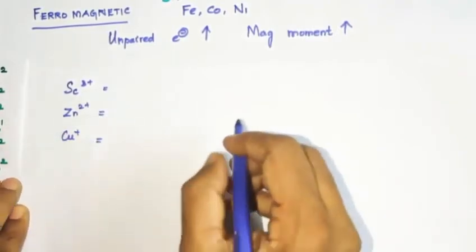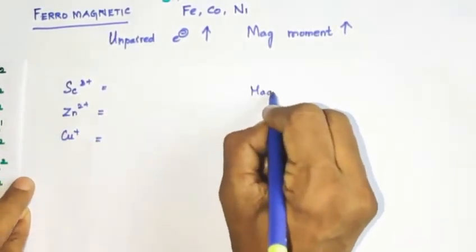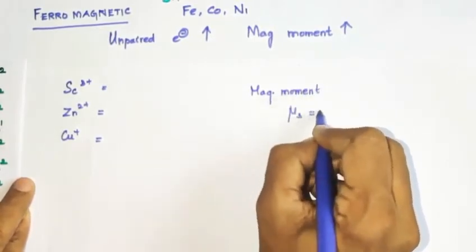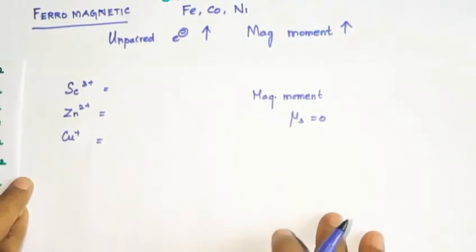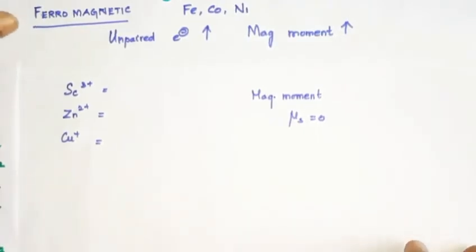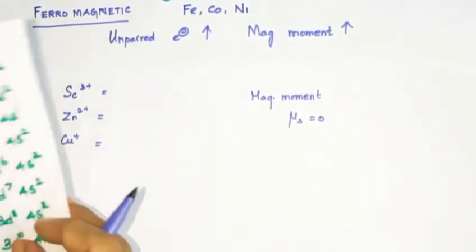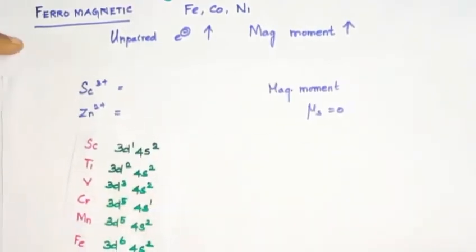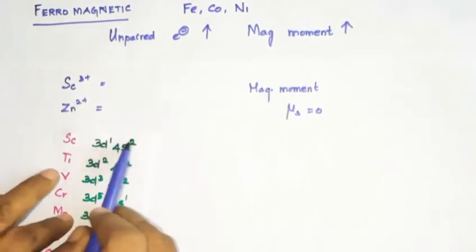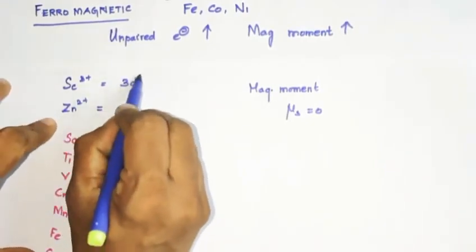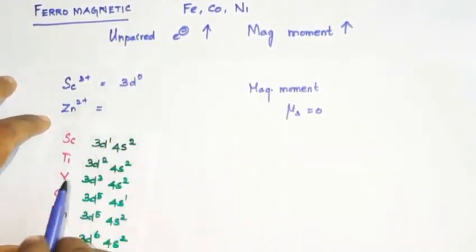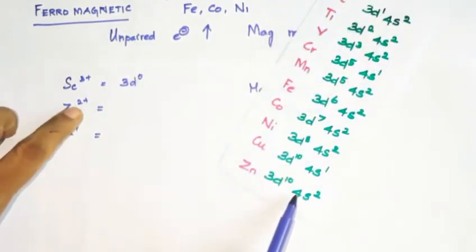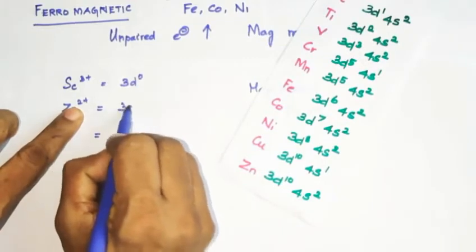Now, for scandium 3 plus, zinc 2 plus and copper plus, the magnetic moment mu is equal to 0, because these do not have unpaired electrons. The scandium electronic configuration is 3d1 4s2. So scandium 3 plus means you remove the 3 electrons, so no electrons are there.